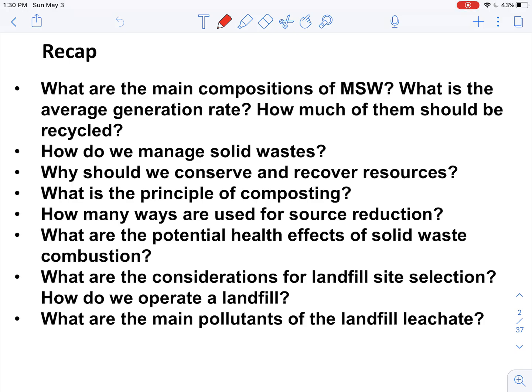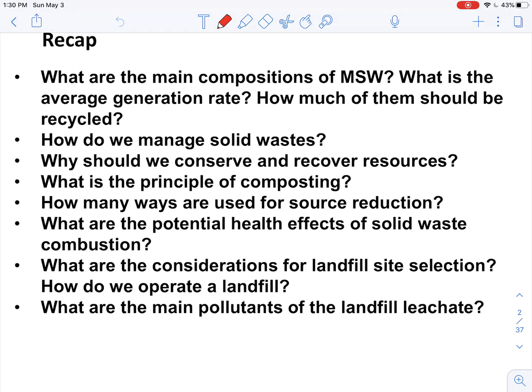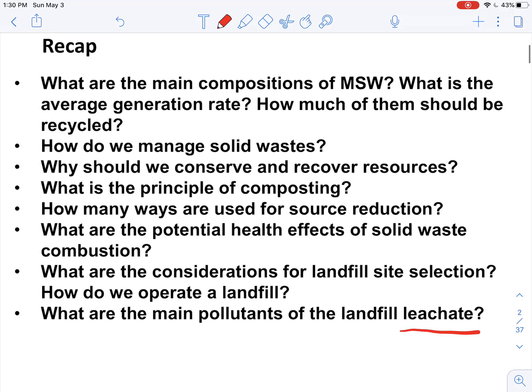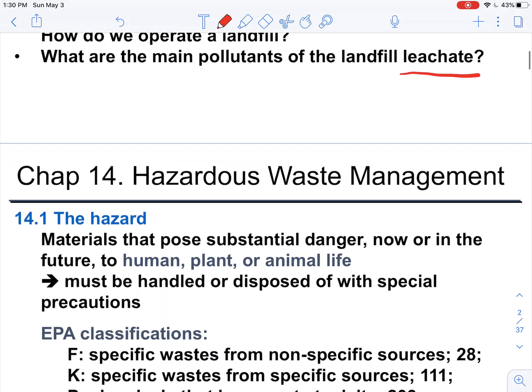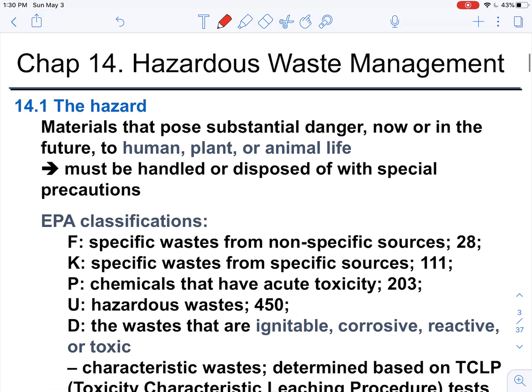Okay, so we also mentioned a specific product that's coming out of the landfill, which is leachate. We know that the leachate is basically concentrated polluted streams, and sometimes they can be hazardous. So this class we're going to talk about how we deal with these hazardous waste materials.